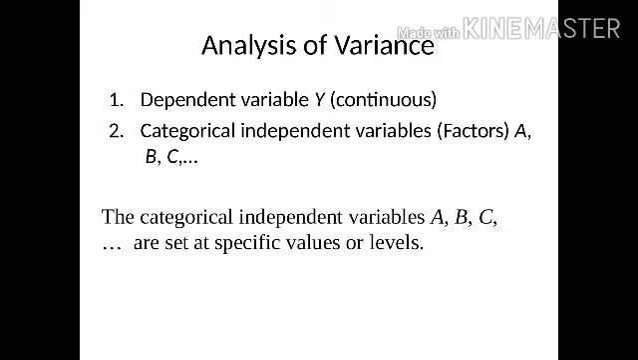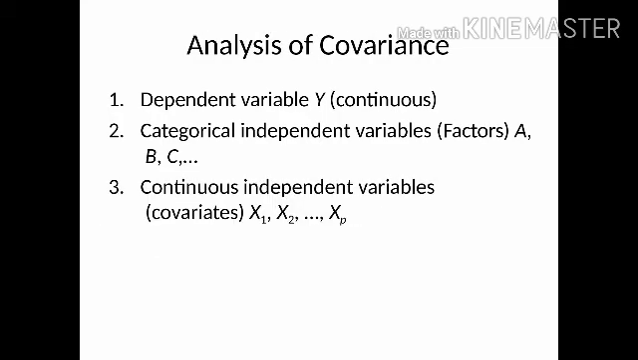In the case of analysis of variance, the dependent variable y should be continuous, and the categorical independent variables that we are taking, like a, b, c, are different categories. The categorical independent variables a, b, c are set to specific values or levels.